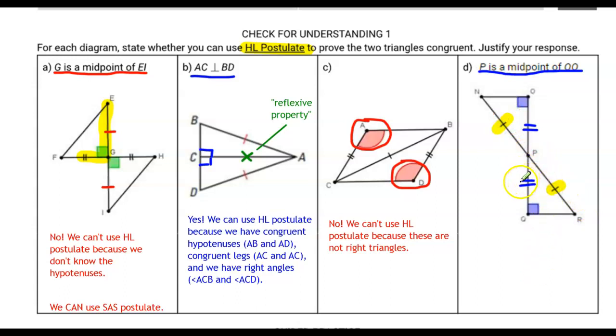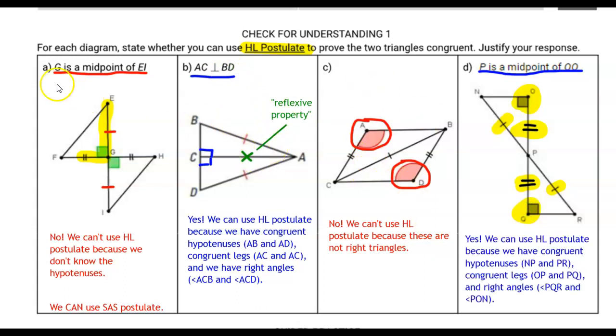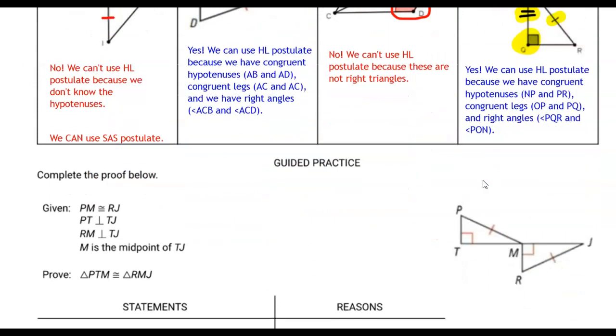I also have a pair of legs, PQ and OP, and I have a right angle, which makes it a right triangle. Looks like this is a perfect candidate for HL postulate. All right, so here's the first piece of this lesson, identifying whether you can use HL postulate in the different triangles. Let's take a look at this guided practice.